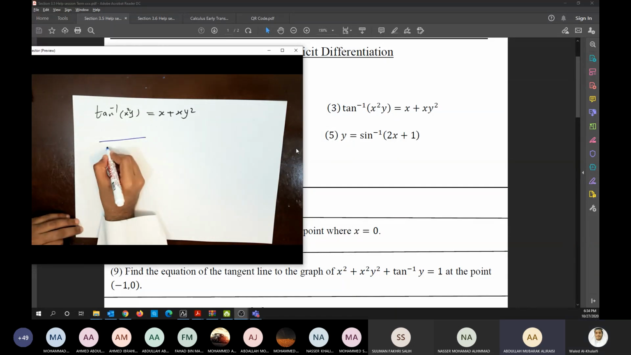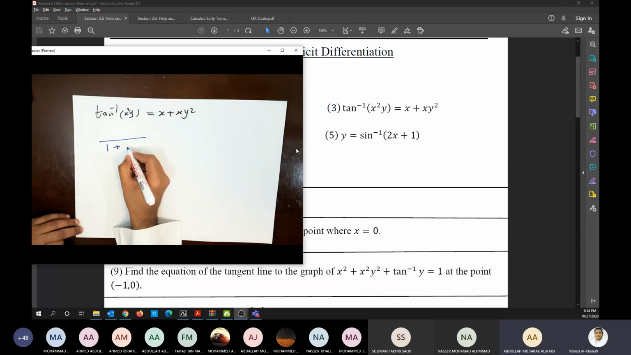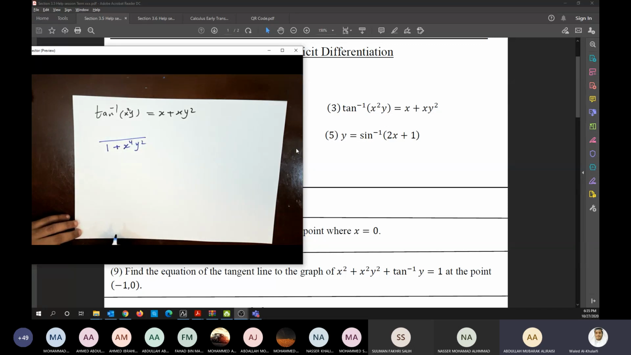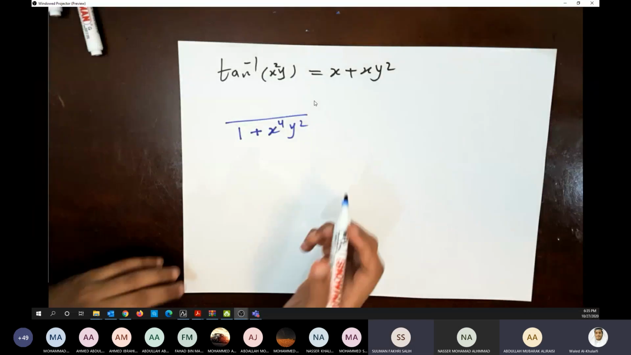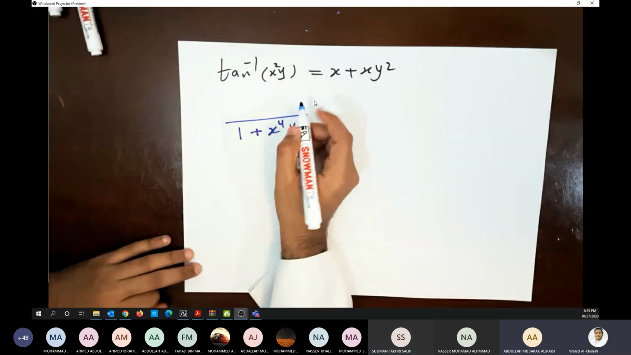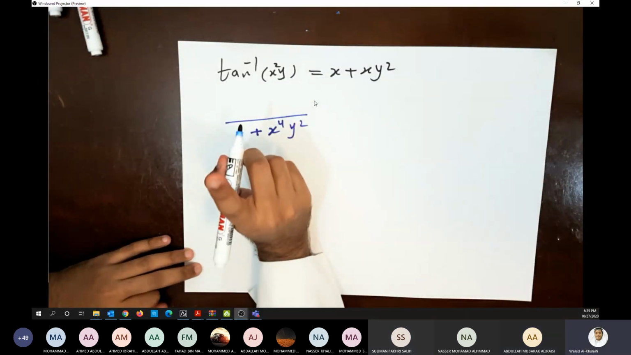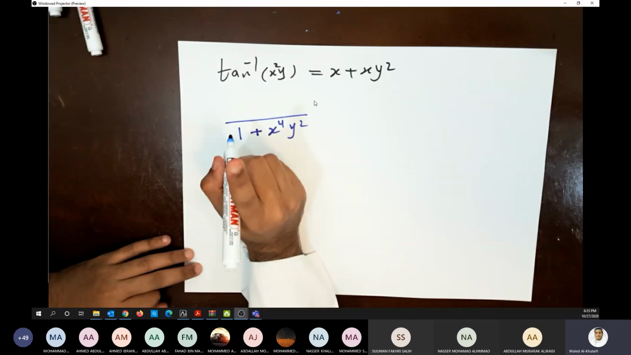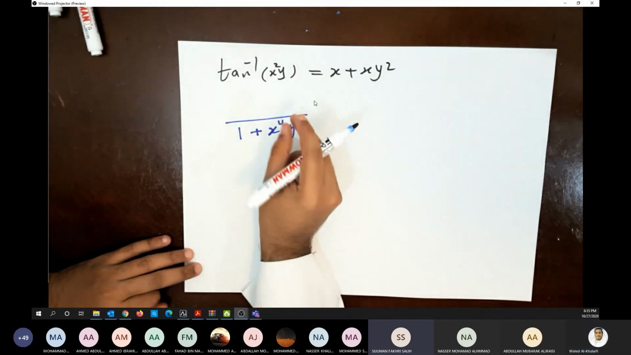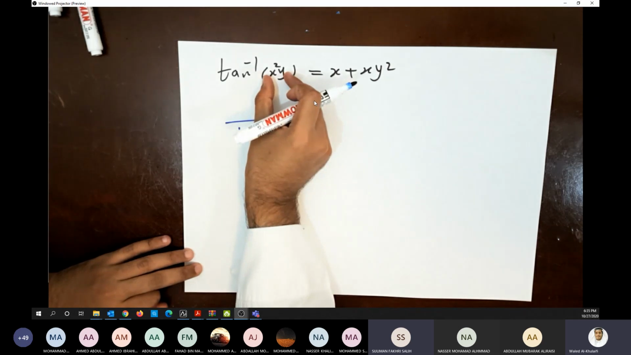You get 1 over 1 plus what is inside, tan squared or x squared times y. So we have this. Okay. And we use the chain rule after that, so it becomes the derivative of x squared y. Is there a problem? No, but everything inside tan inverse is squared.